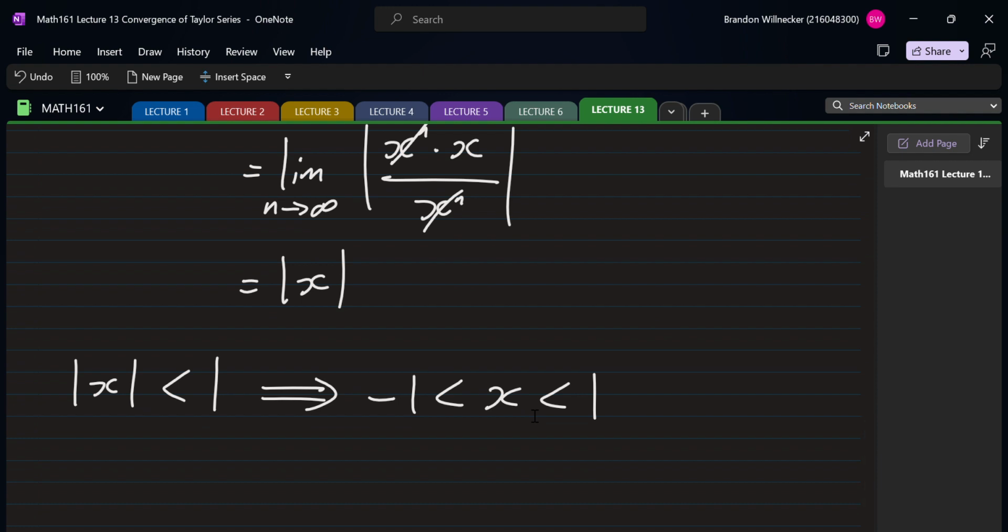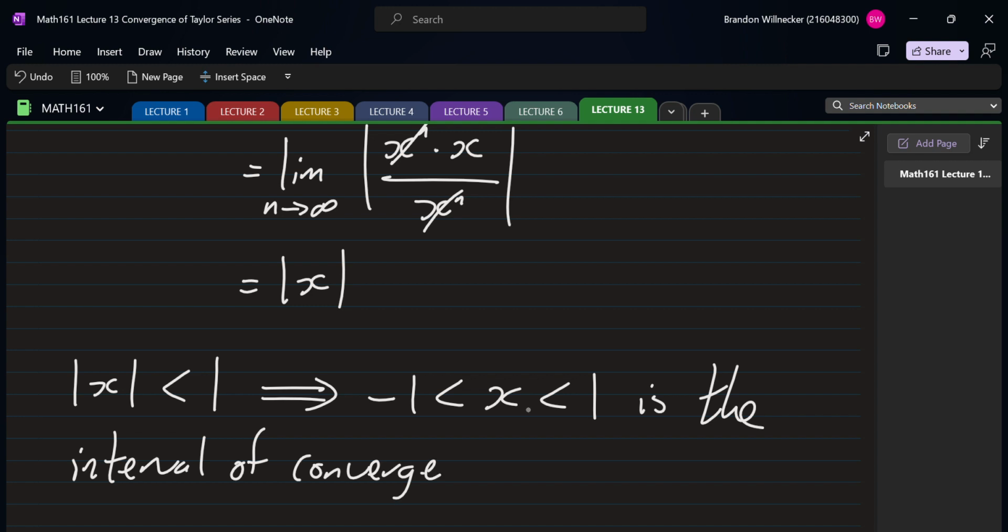So this minus 1 to 1 is the interval of convergence. Outside, it doesn't work. It goes up to infinity. But between these two values, we get a finite answer. So that's the first example. Let's have a look at something a bit more difficult.